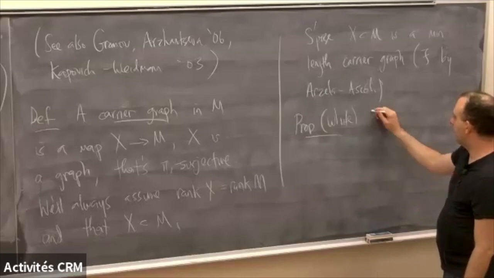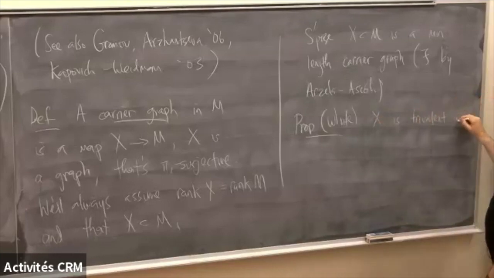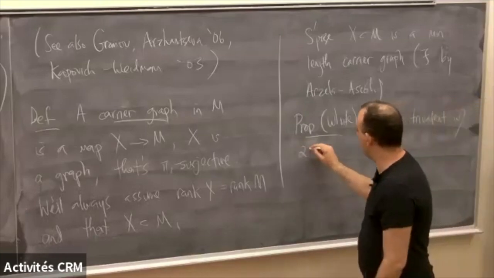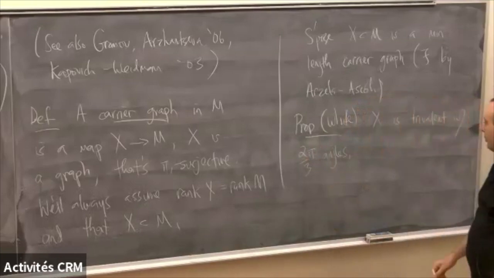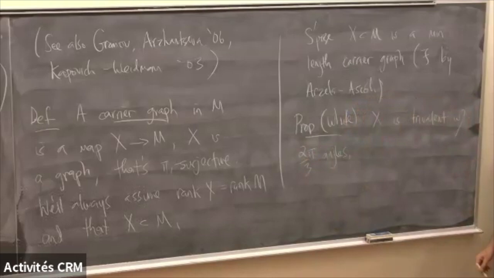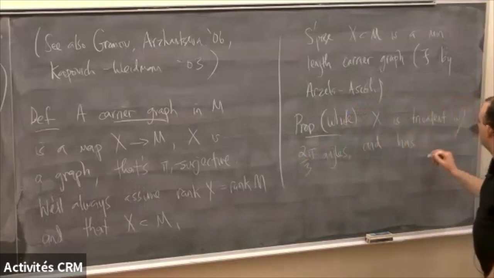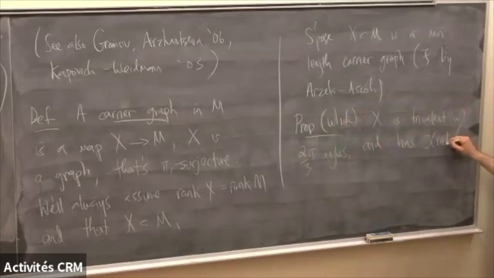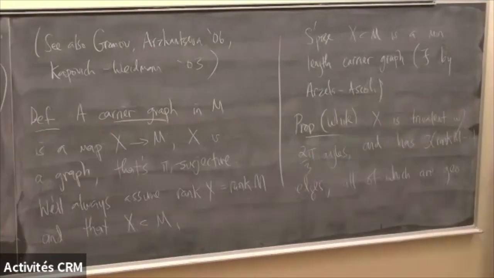Right, so the statement is that X is trivalent with 2 pi over 3 angles between all the edges, and has, I guess, 3 times (rank m minus 1) edges, all of which are geodesic. Yeah, and it's a nice exercise to prove this statement.